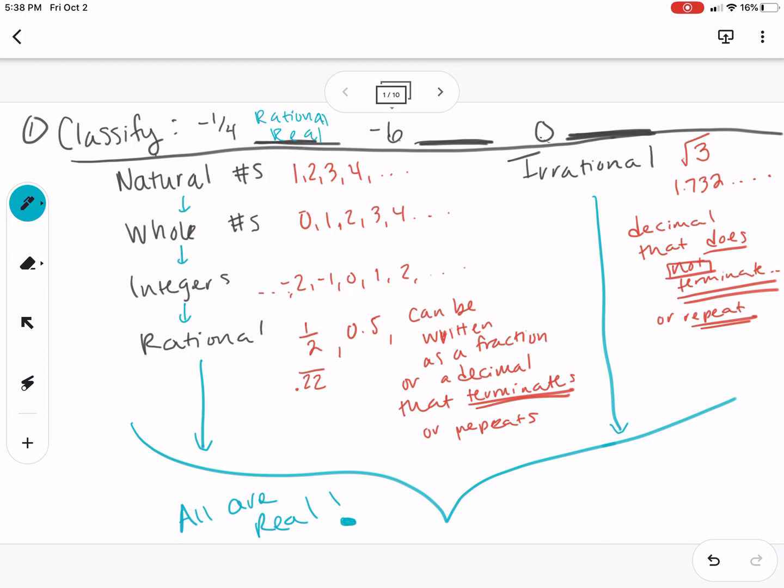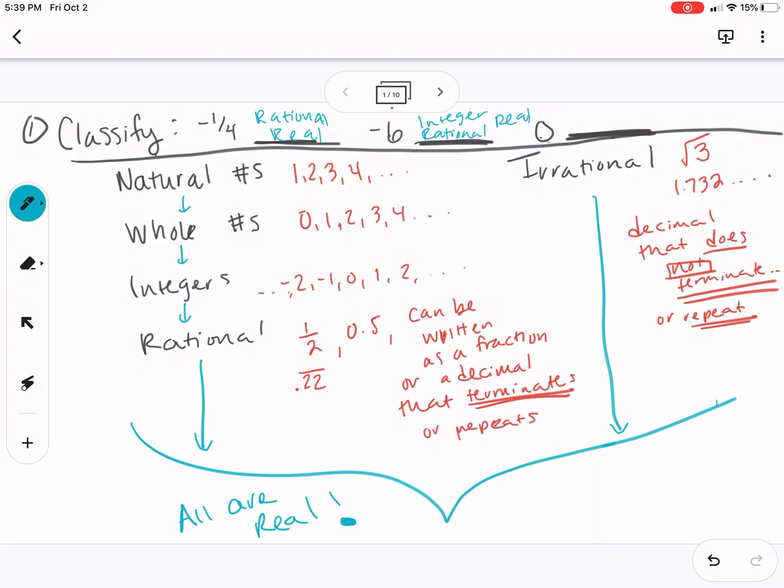If I wanted to classify negative 6, it's a whole number, but because it's negative, it's an integer. So it's an integer, and integers are also rational and real. The reason it's rational is you can write it as a fraction. You could put it negative 6 over an imaginary 1.